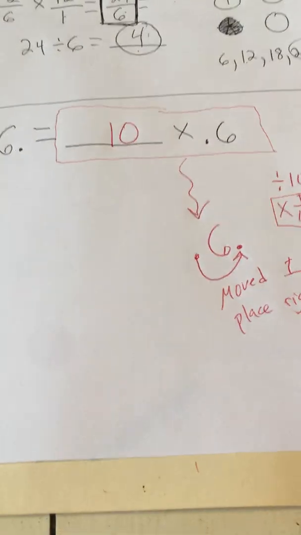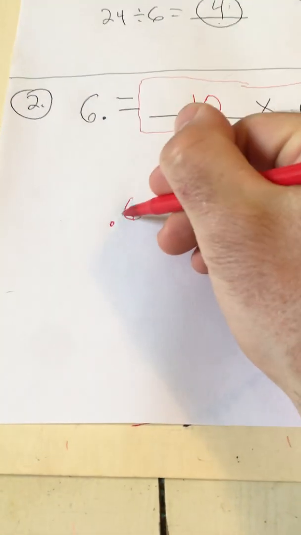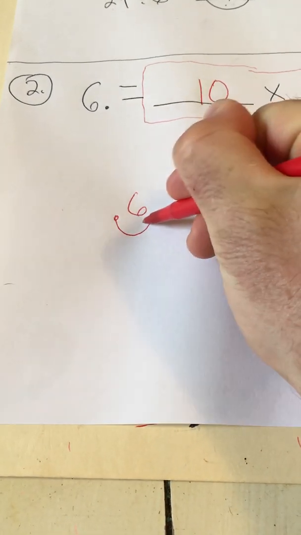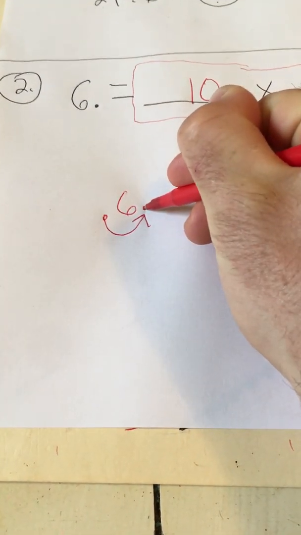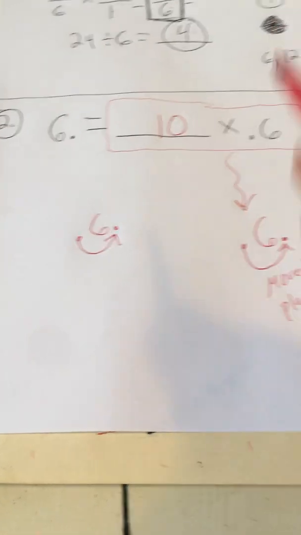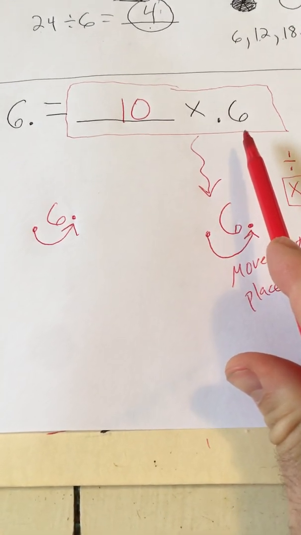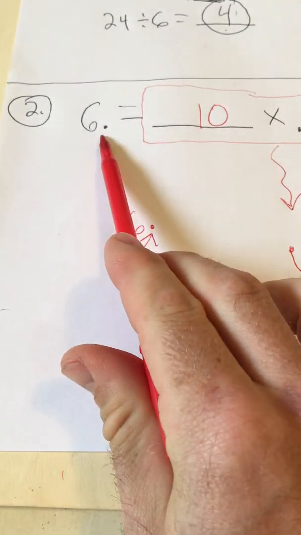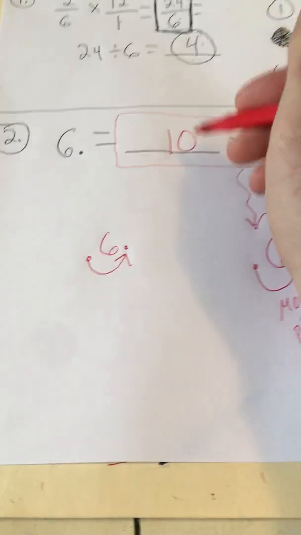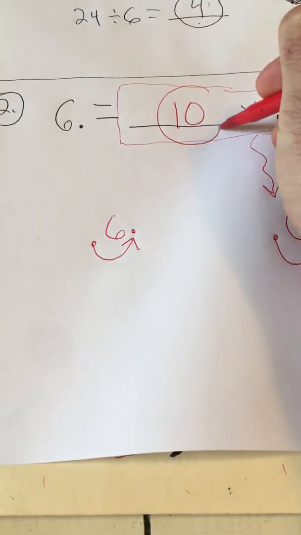10 times 0.6. So if I took 0.6 and I multiplied it by 10, it should get bigger. And it did. It became 6. So 0.6 got bigger when I multiplied it, and it turned into 6. It got bigger by 10 times. So yes, 10 is correct.